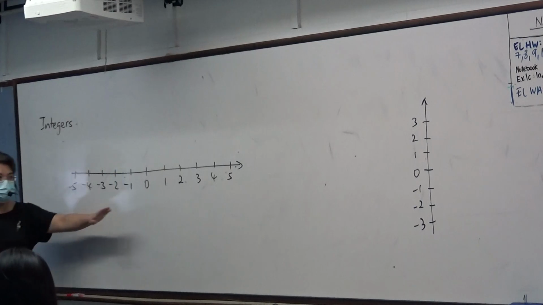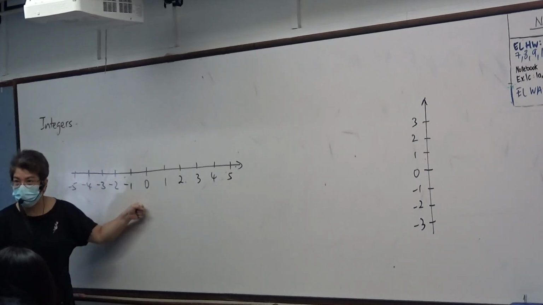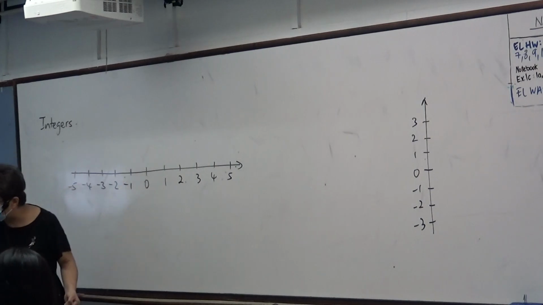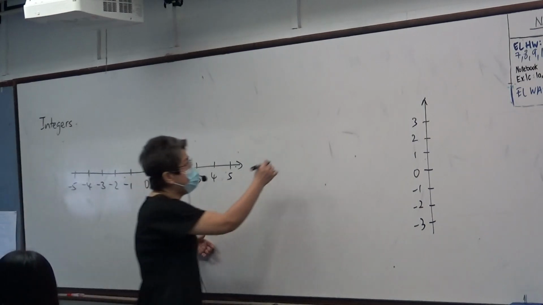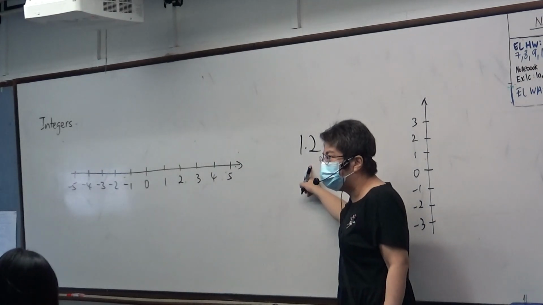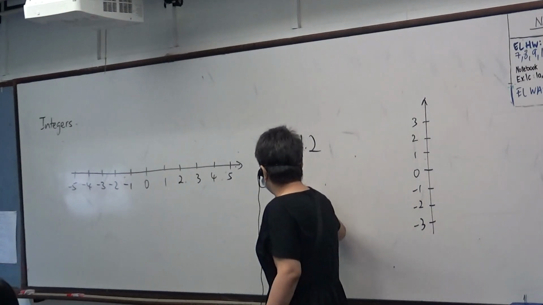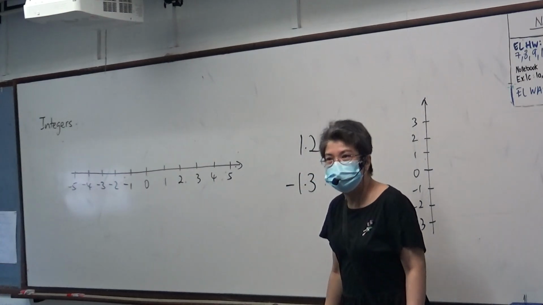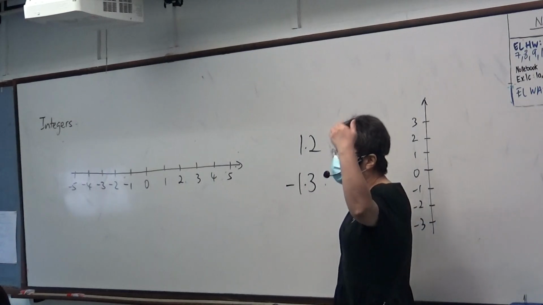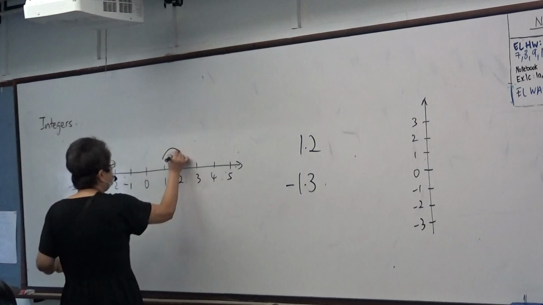It can be positive, it can be negative. It can also be 0. All these are called integers. Now, if I have this, it is not an integer because it's not a whole number. For example, if I have this, it is also not an integer because it must be a negative of a whole number. Everybody clear?